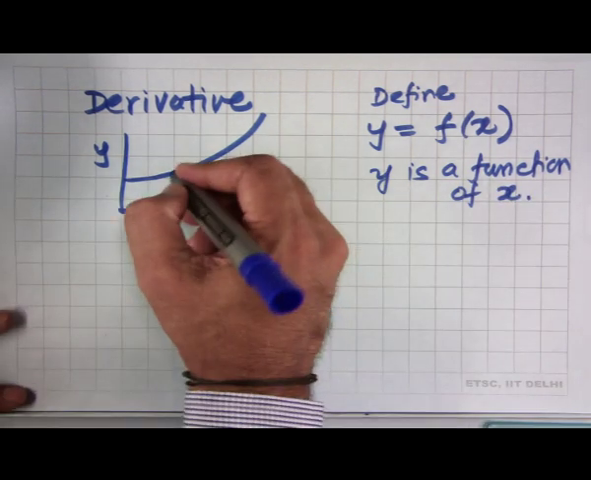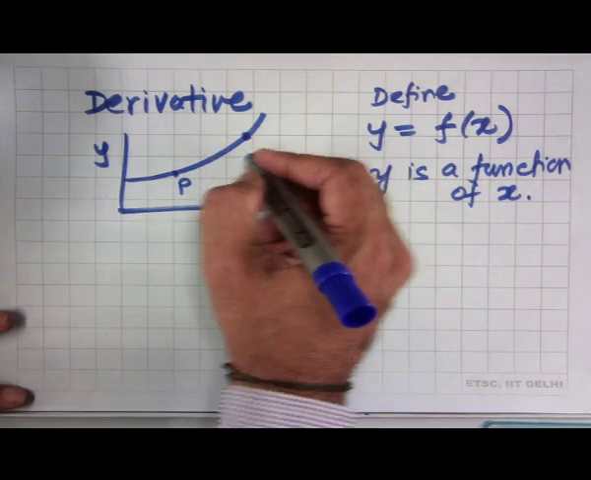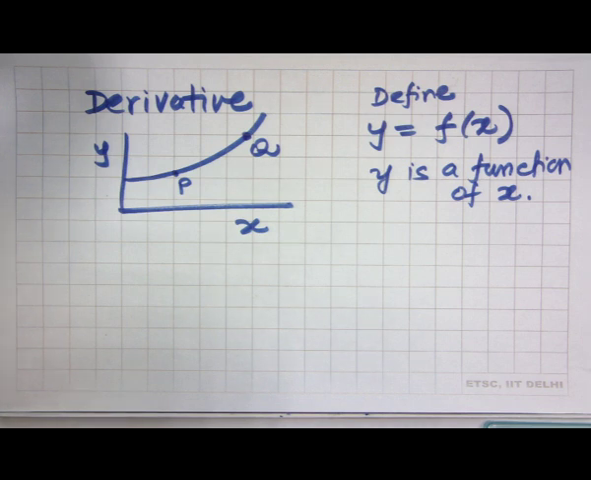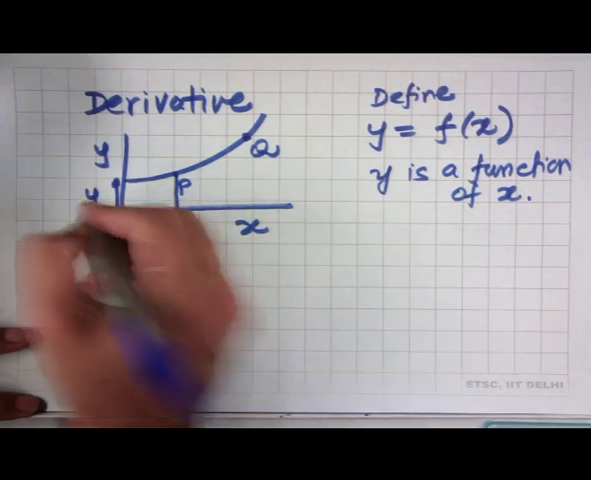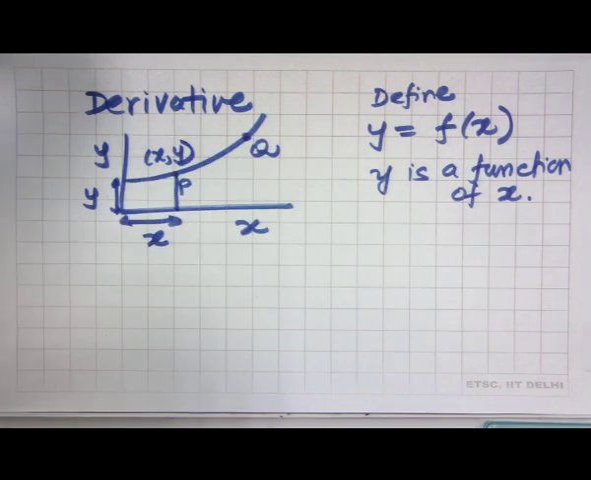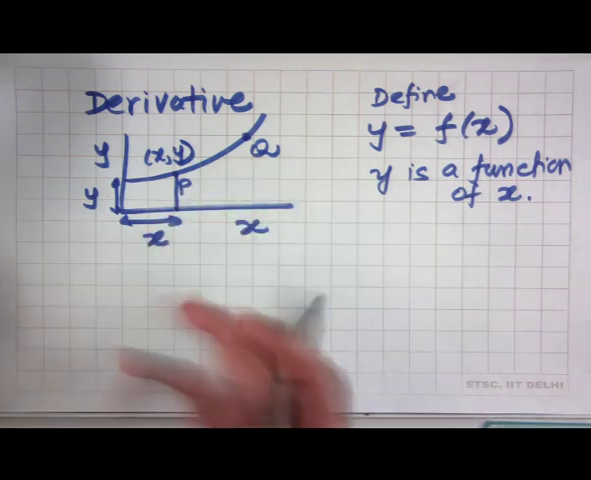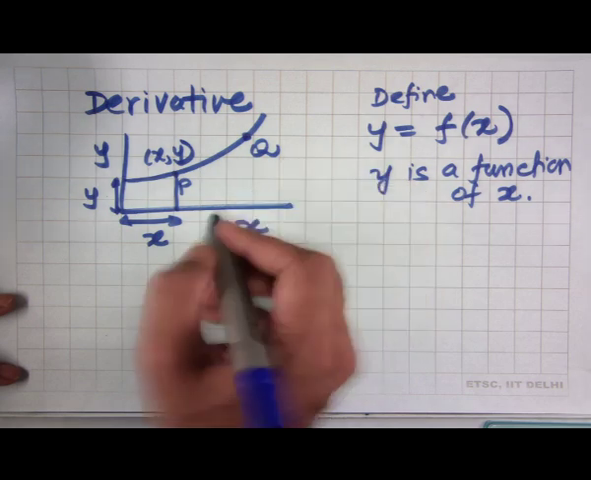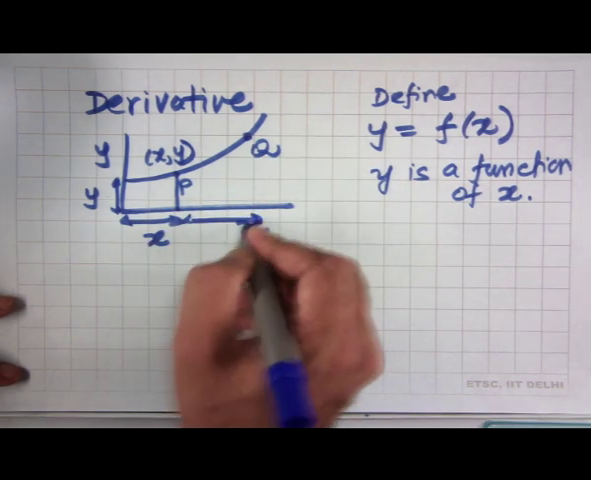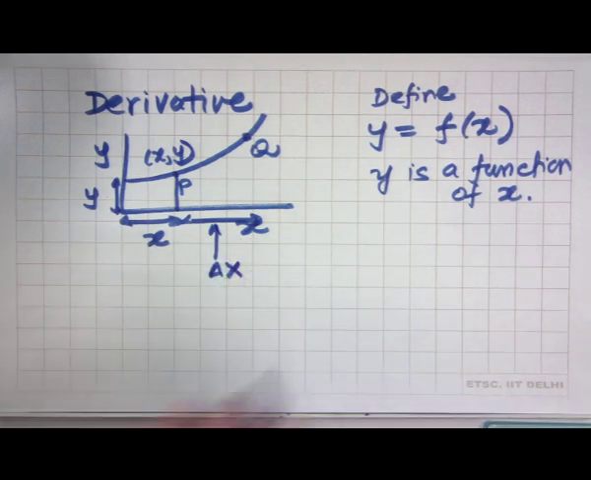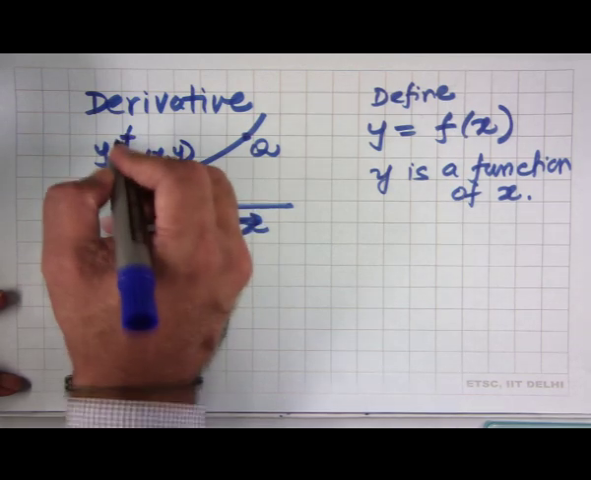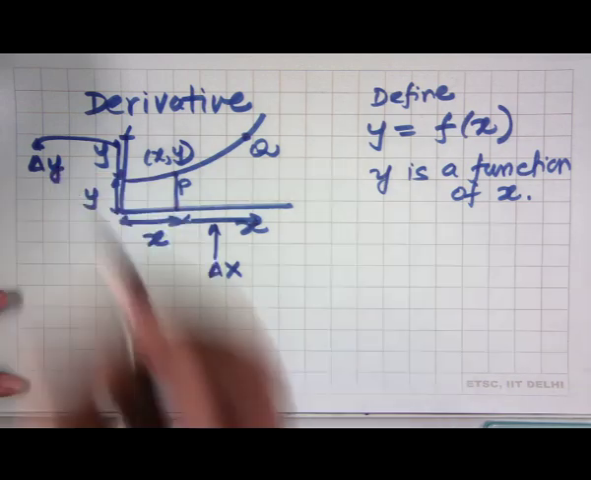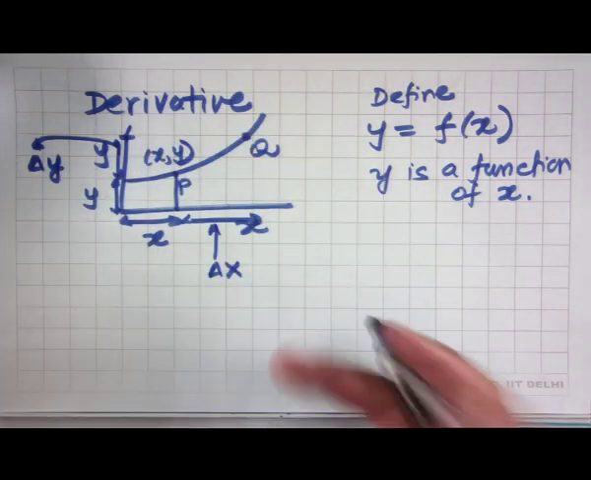Now, let us look at 2 points P and Q on this curve. So, we have the same curve, there are 2 points P and Q on this curve. Now, let us say the coordinates of point P are x and y. Point Q is located at a distance delta x away from P in the x direction, and it is located at a distance delta y away in the y direction from point P.